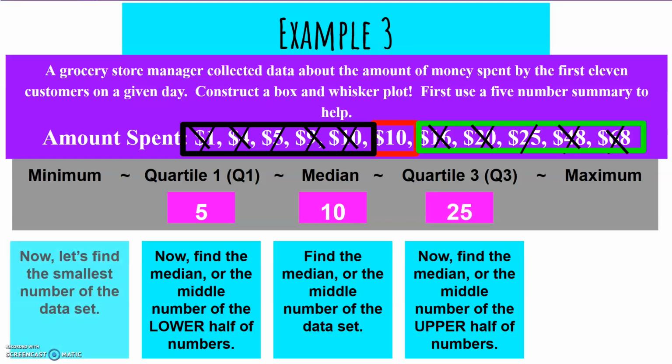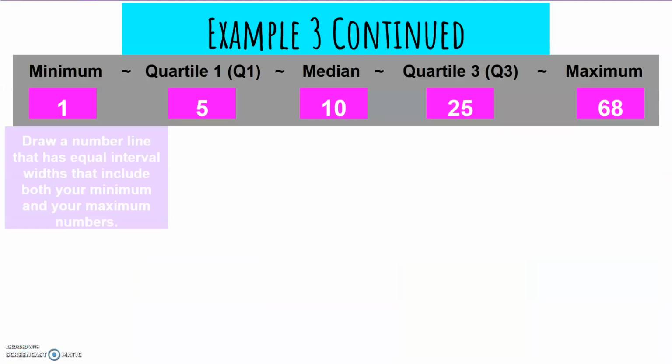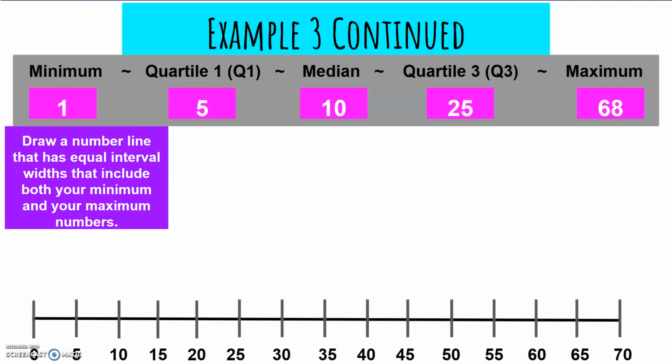Minimum's our smallest amount. Guy came in for a candy bar or something, and the maximum's our largest amount, which is 68. Now we've got our 5-number summary. We can use that to make a box and whisker plot. We'll start by drawing a number line that has equal interval widths that include both your minimum and your maximum numbers.